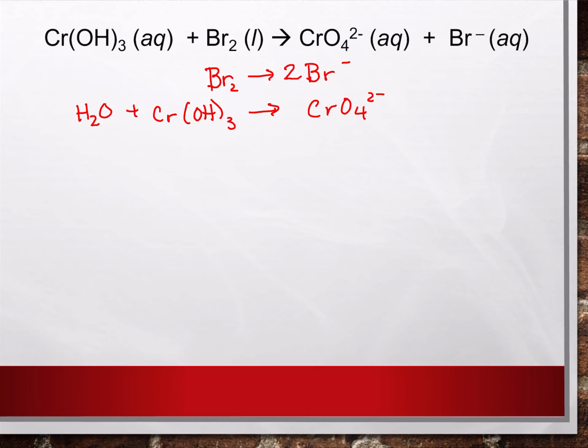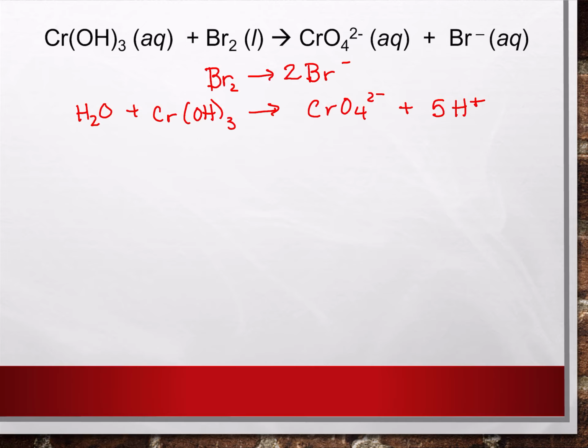Our next step will be to add hydrogens, to add H plus to balance out the hydrogens on each side. In our first reaction, there's no hydrogens at all. We don't need to do that step. In our second reaction, we have a total of 5 hydrogens on the left. 2 plus 3 gives us 5. So we will add 5 hydrogens to the right. So now our chromiums are balanced, oxygens are balanced, hydrogens are balanced.